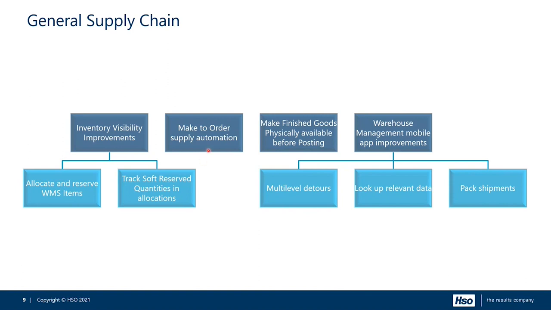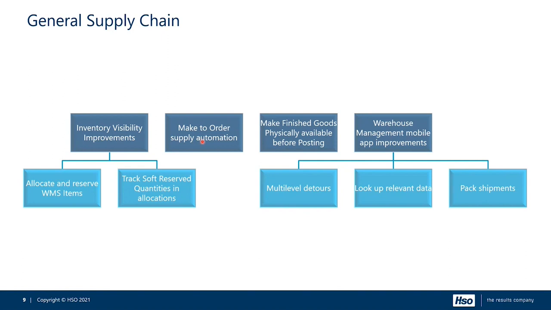Make to supply automation. This is a great big feature I didn't have time to go into today. I encourage you, if make to order is interesting for you, there's a great big page we can link to you. There's a lot of configuration and a lot of options in there, so you can get your make to order supply automation enabled. Along with that, make finished goods physically available before you actually post they're finished. This basically allows you to improve the velocity of your production.